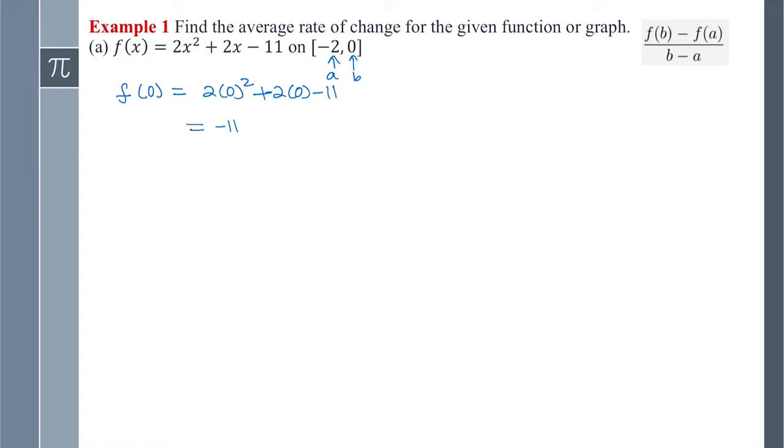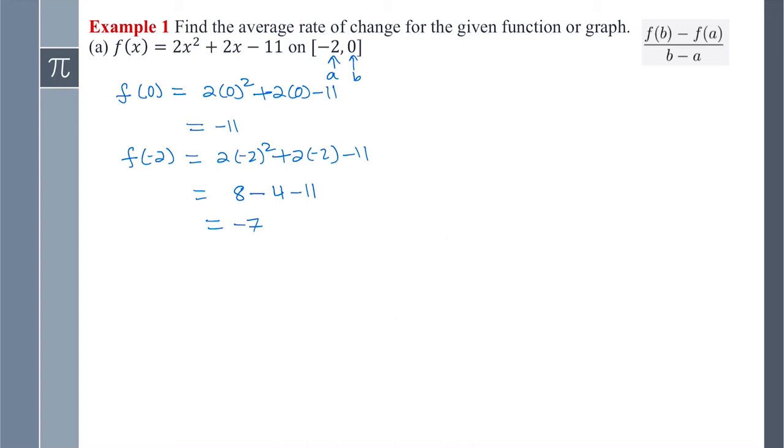And then we need to find f of a, and a in this case is negative 2, so we are going to find f of negative 2, which equals 2 times negative 2 squared plus 2 times negative 2 minus 11. Negative 2 squared is 4, times 2 is 8, minus 2 times 2, which is minus 4, and that is minus 11, and that gives us negative 7.